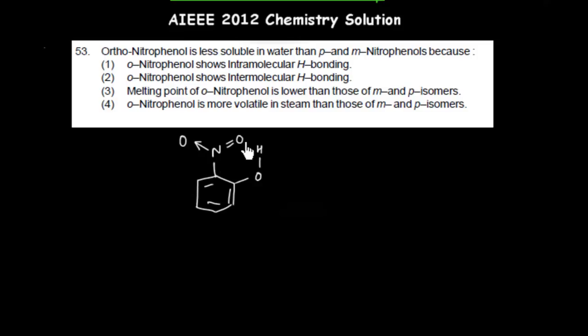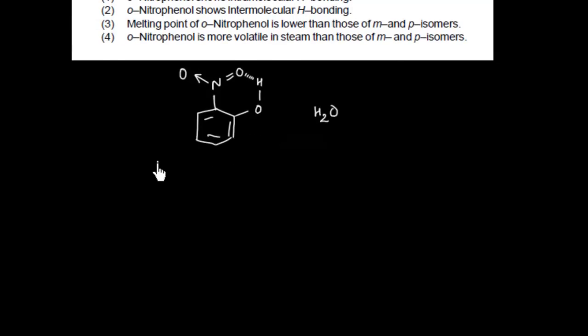Now if you see in this case, you have hydrogen bonding between oxygen and hydrogen. So what is happening due to this hydrogen bonding, there is an intramolecular hydrogen bonding. This forms less hydrogen bonding with H2O because it is satisfied. The hydrogen bonding is formed inside the molecule itself, that is the intramolecular hydrogen bonding.